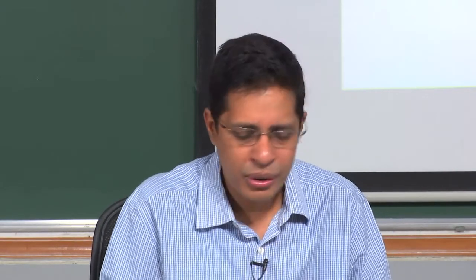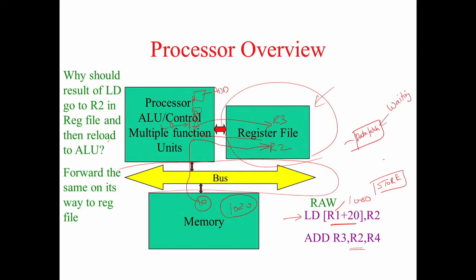Are you able to follow? Very quickly I will tell you again, there is a load instruction which is reading from 1020 and loading into R2. There is an add instruction that immediately follows it, which uses the value of R2. So, in our pipeline, this add instruction should be waiting inside the CPU in the data fetch stage, while load is completing its operation.